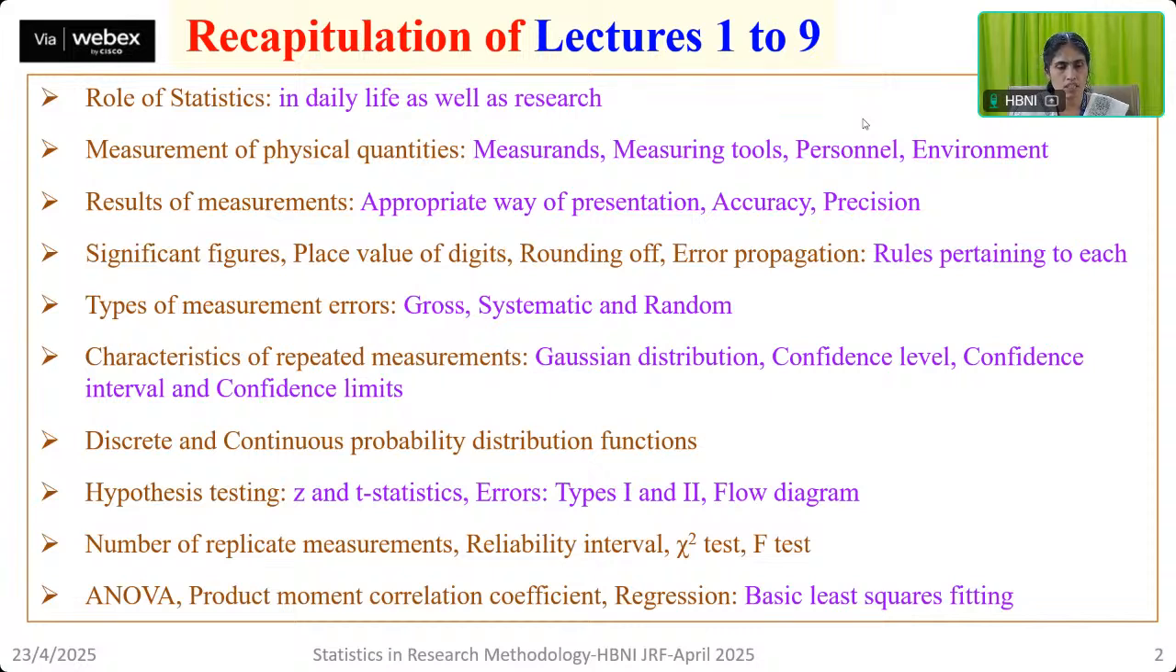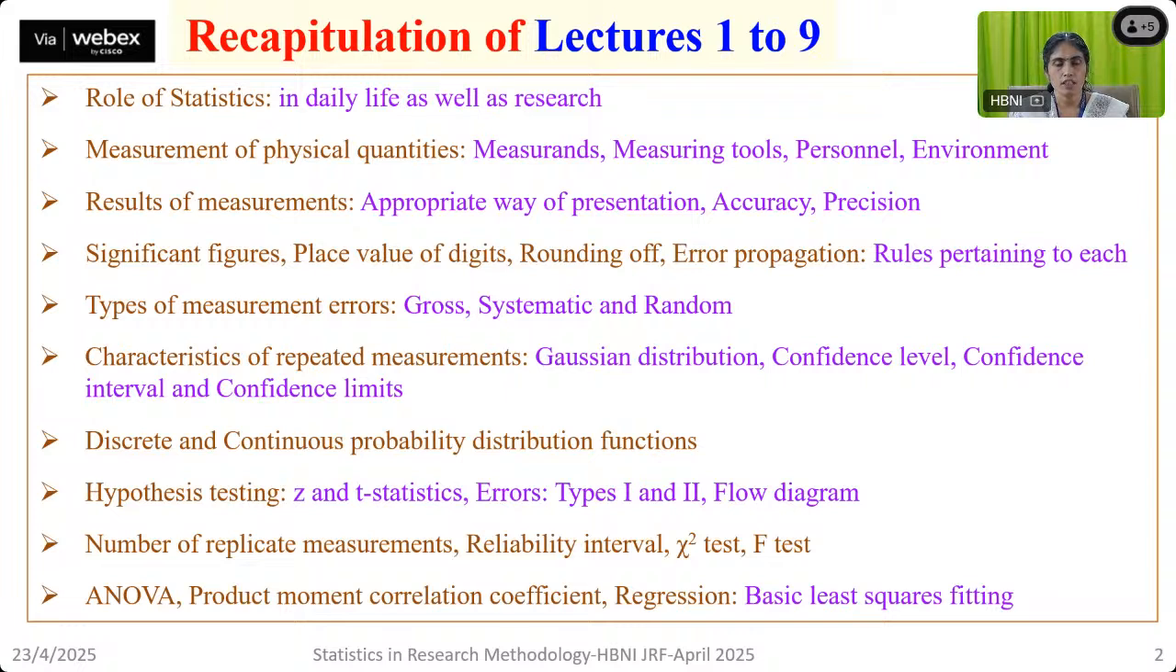along with the accuracy and precision of these measurements, and ways to improve them by understanding the importance of significant figures, place value of digits, rounding rules, error propagation, and the different types of measurement errors, namely gross, systematic, and random errors. And we concluded that since random errors are inevitably associated with any measurement, how to address them so that we can minimize their effect in the final data of measurements.